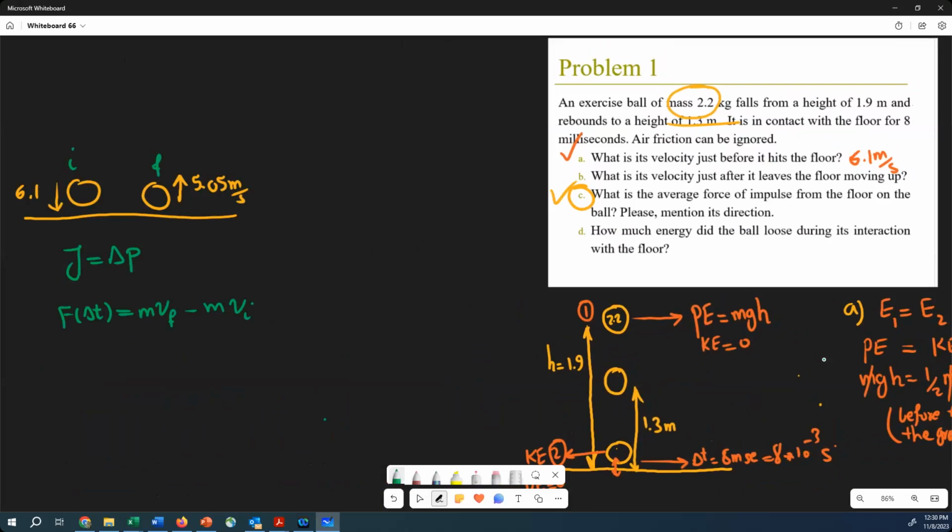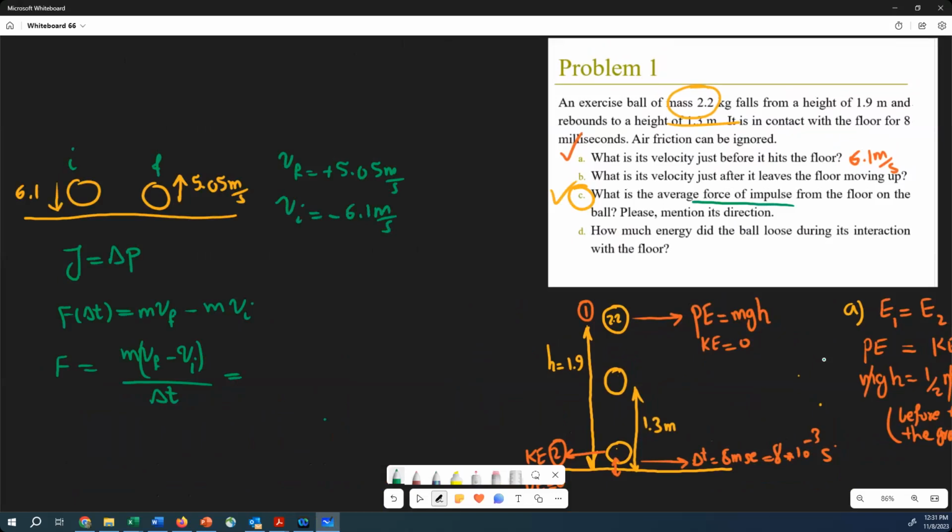Because we are supposed to find the average force of impulse, divide both sides by delta T, which gives m times (VF minus VI) over delta T. I just factored them. VF is positive 5.05 meters per second. How about VI? If we put the sign, it's going to be negative, yes? Yes, negative 6.1 meters per second because it's downward. We put the V final and V initial with their signs.